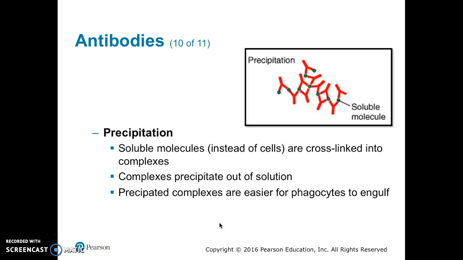Precipitation is when soluble molecules, instead of cells, are cross-linked into complexes. You can see them here. The complexes precipitate out of solution, making them easier for phagocytes to engulf.